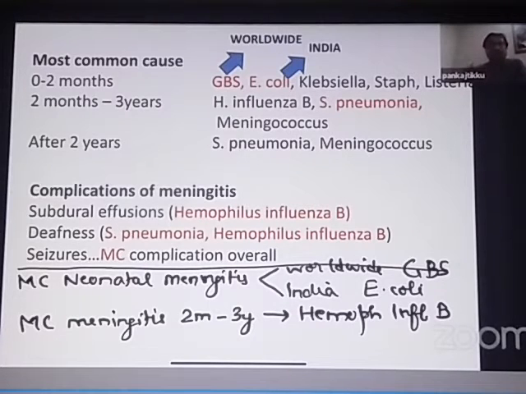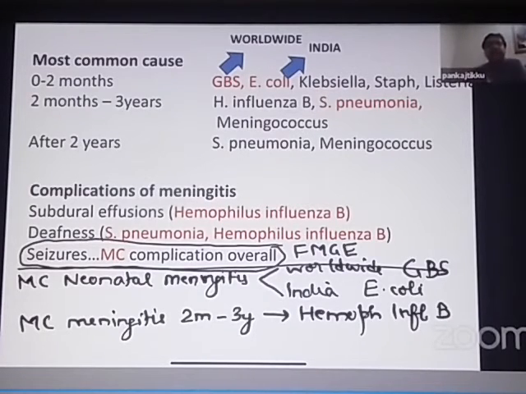Meningitis can lead to different complications. And please remember, overall, the most common complication of meningitis in children is seizures. This is again an FMG question. Which is the most common overall complication of meningitis in children? It is seizures. However, when it comes to specifically meningitis caused by Haemophilus influenzae, probably subdural effusions is a very, very important complication of meningitis. And when it comes to Streptococcus pneumoniae, deafness is a very important complication.